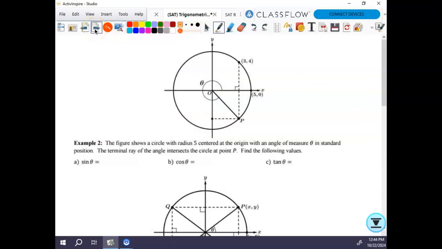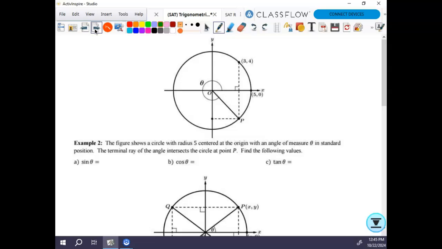So, over here, let's do this again. Okay, same kind of thing we just talked about. This says the figure shows a circle with a radius 5 centered at the origin with an angle measure of theta in standard position. The terminal ray of the angle intersects a circle at point P. Okay, so again, it might say something like the terminal ray is in the 3rd quadrant or in the 4th quadrant. Like, why do you even care? Why is it telling me that? It has to do with the signs of the numbers, not the S-I-N-E, but the S-I-G-N.